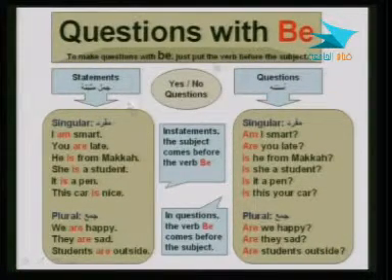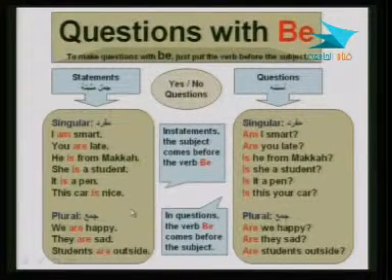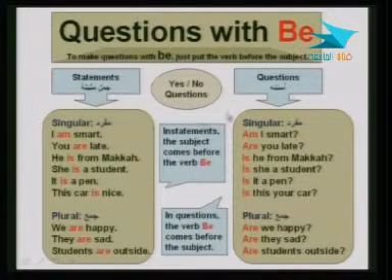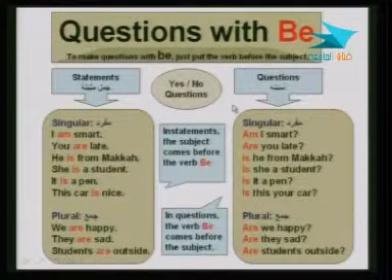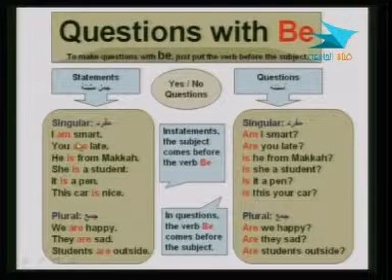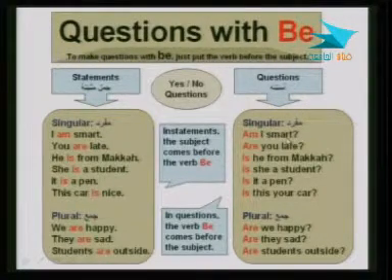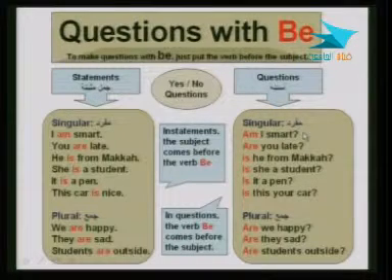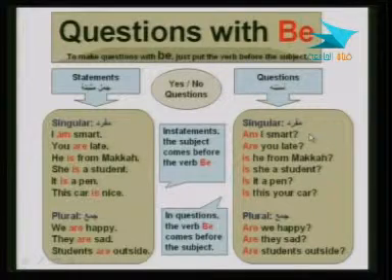And all of these questions, we call them yes-no questions. And one of the reasons we call them yes-no questions is because normally the answer would be either, of course, saying yes or no. So if I say, am I smart? Well, if I ask you, am I smart? It would be either yes, you are, or no, you aren't.